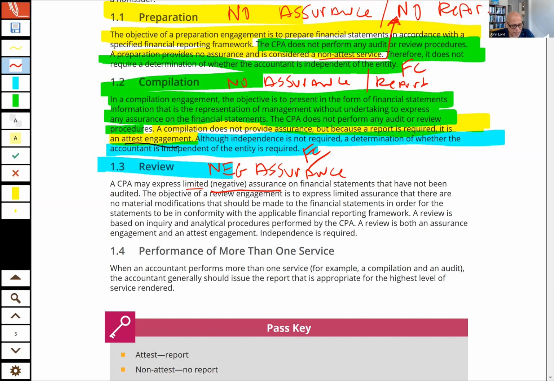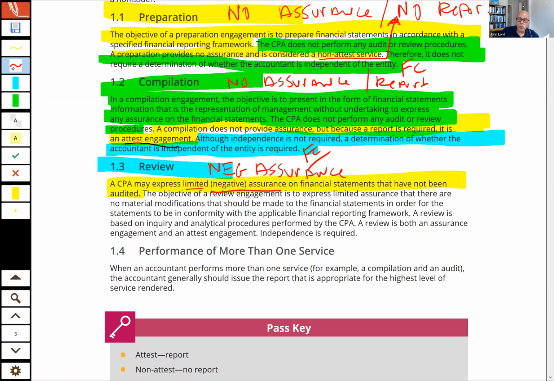Now, they call it limited assurance, and I personally find that a little annoying that the standards call it limited assurance when it's a negative assurance, because all assurance is limited. What is the limit on the positive assurance that we give? Reasonable. Excellent. We give reasonable assurance. Very good. So we don't sit there and say, kill us if we get it wrong. We say, hey, it was reasonable assurance. There's always a chance that we could be wrong. Okay, good. So what happens? A CPA may express a limited negative assurance on financial statements that have not been audited.